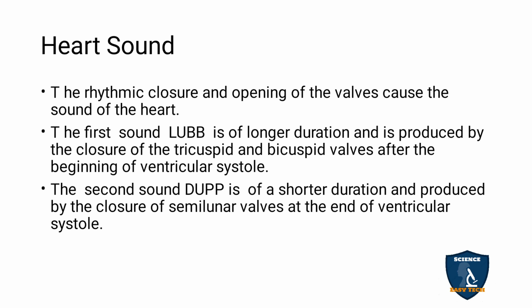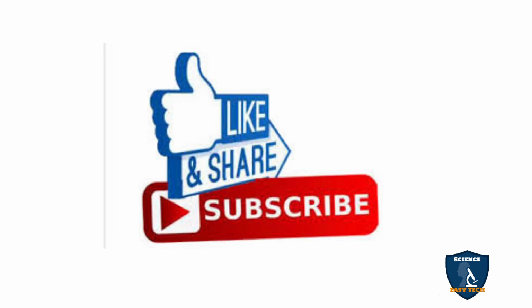Heart sound. The rhythmic closure and opening of the valves causes the heart sound. The first sound, the lup sound, is of long duration. It forms during the closure of the tricuspid and bicuspid valves after the beginning of ventricular systole. The second sound is dub. It is of shorter duration and is produced by the closure of the semilunar valves at the end of ventricular systole. Hope you understand the topic.